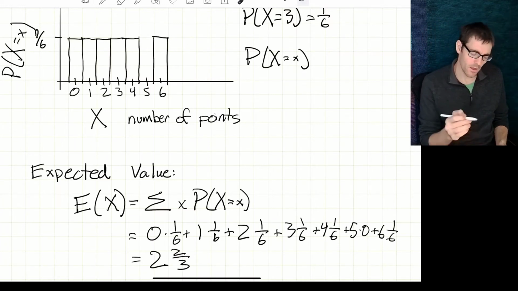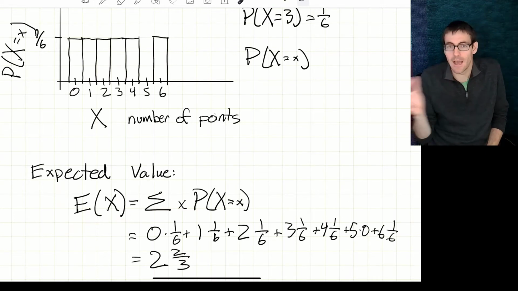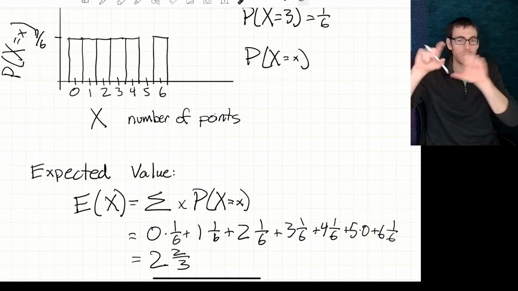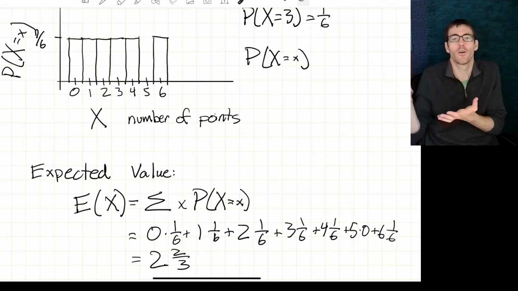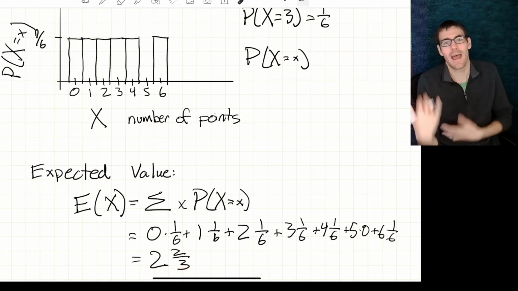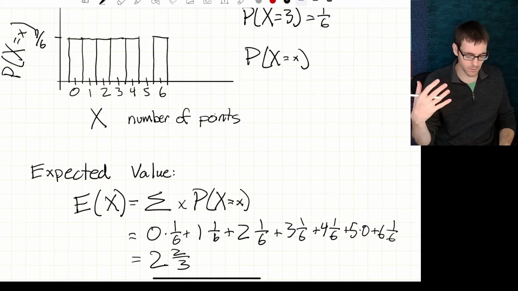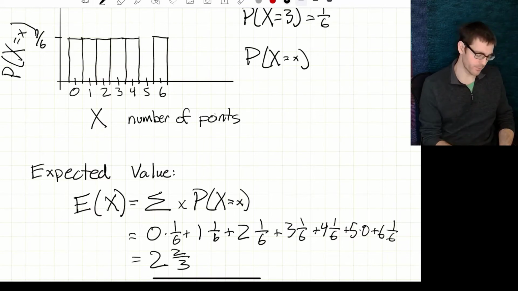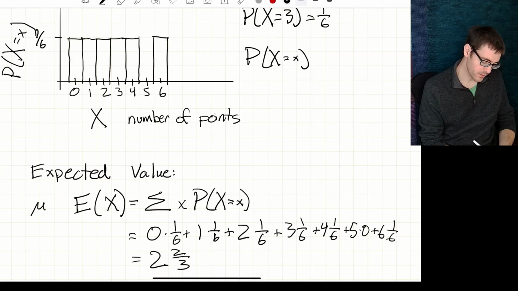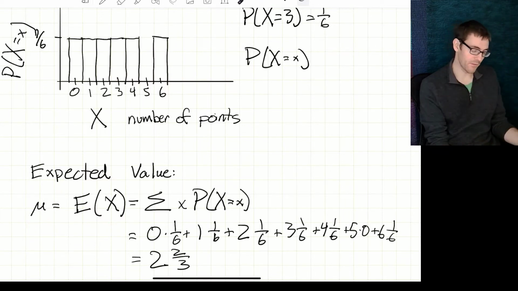Well, we call this an expected value. Do we really expect the die roll to be 2 2/3 points? No. This value is actually impossible, but this is just an average. Just like we do with a lot of other distributions, we'll often call this mu for the mean. So either mu or E of X is a way of talking about the expected value or the average of this distribution.